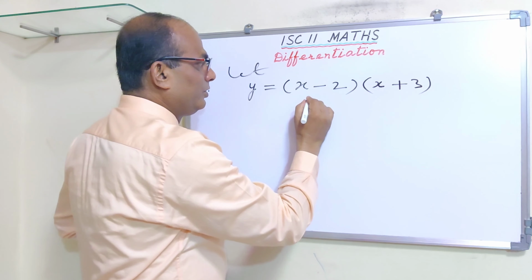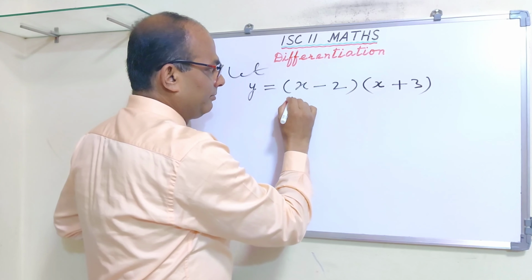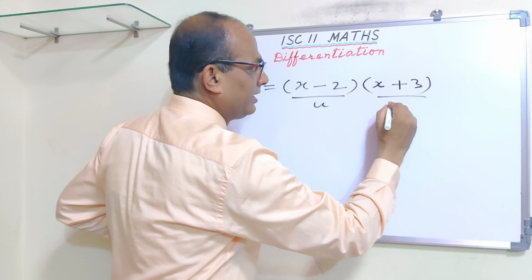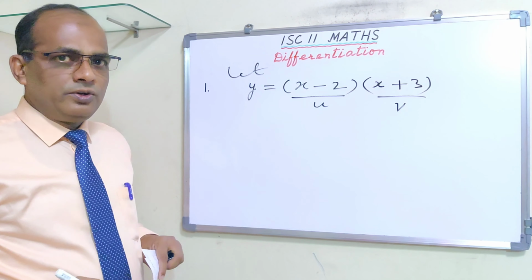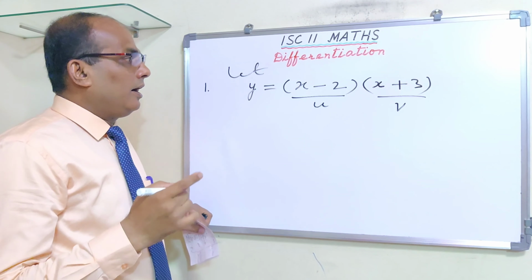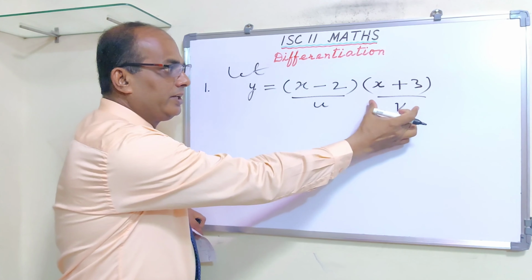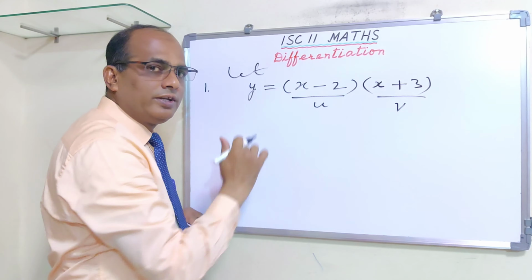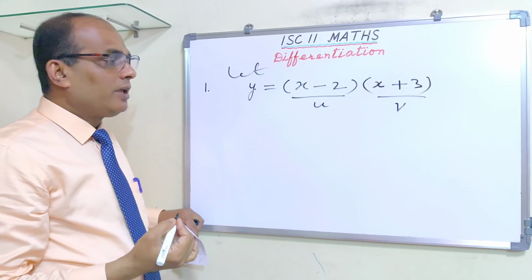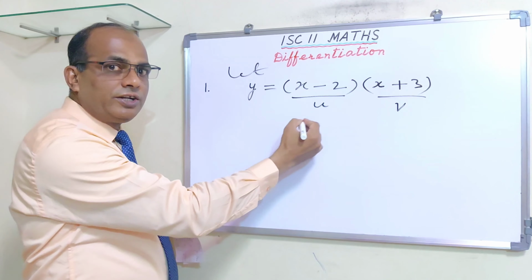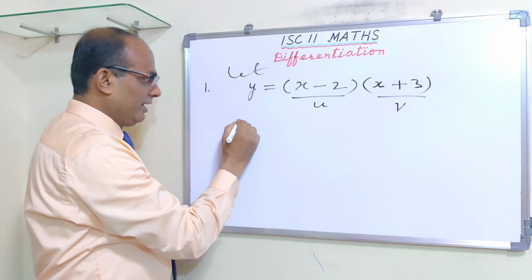Now this you can take as u and this can be taken as v. So we are going to apply the UV formula, which I have shown you. The formula is first function into derivative of second plus second function into derivative of first. Okay. So systematically, we will write down here: on differentiating both sides with respect to x we get.